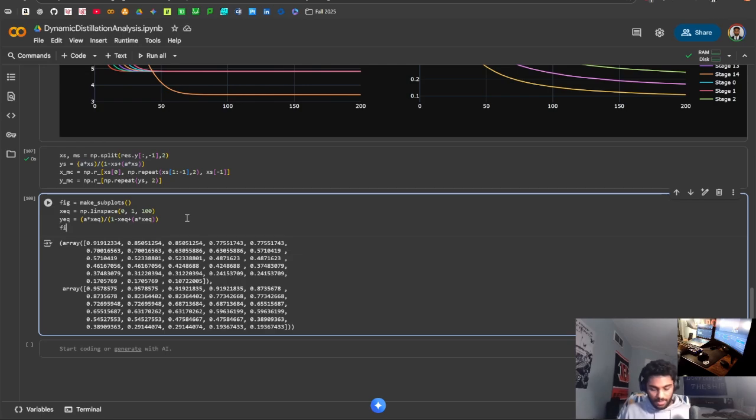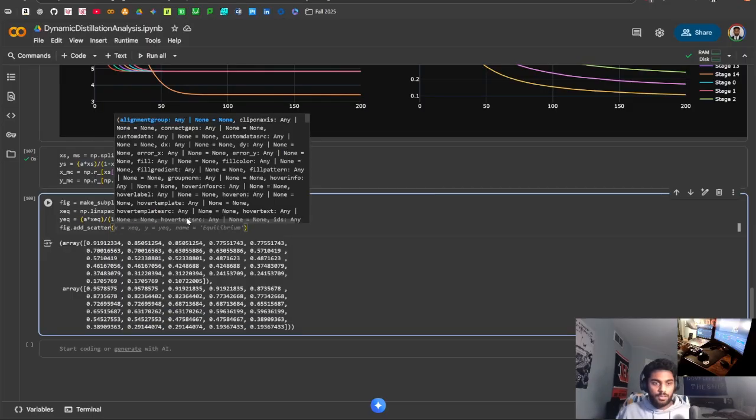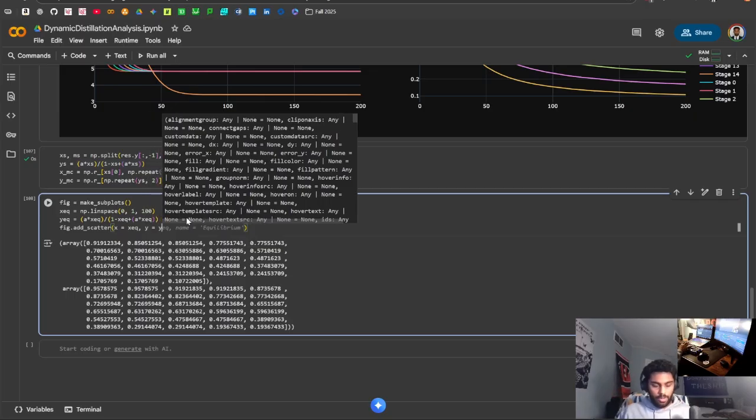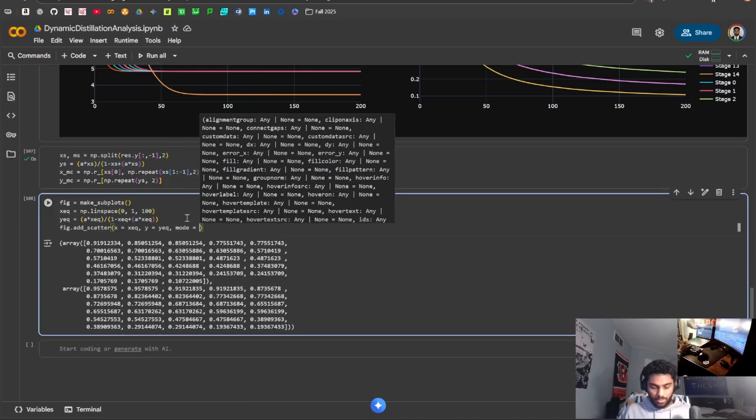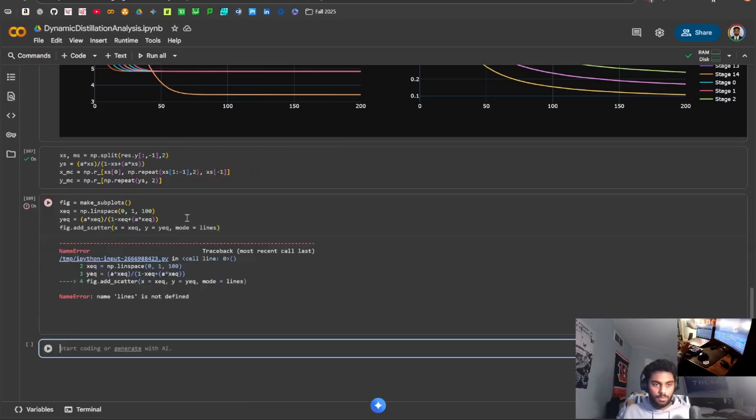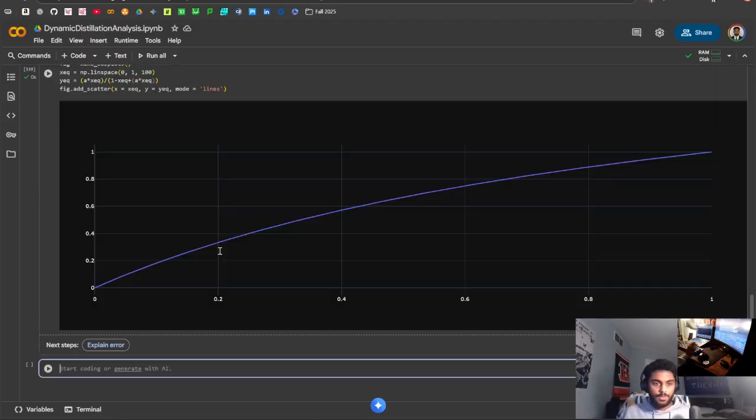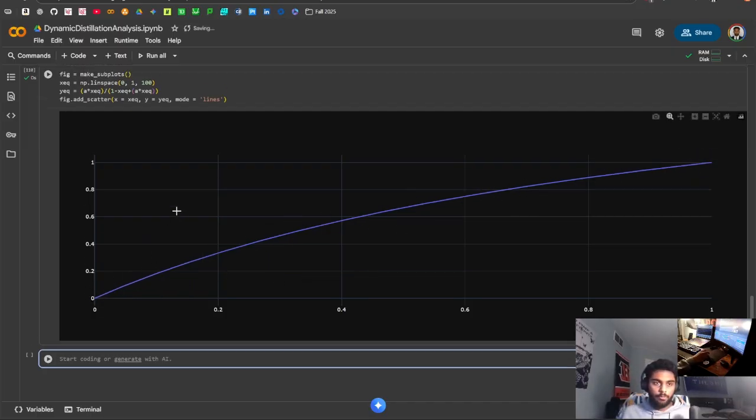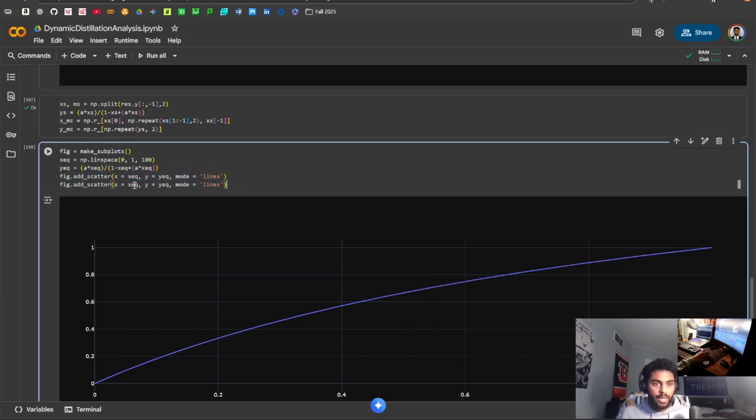Now, it's as easy as just adding the scatter. So our x equals our XEQ, our y equals our YEQ, and mode equals lines. I think it automatically goes to lines, but I will just specify it. So here is our equilibrium curve. Then we repeat the same, and this time we use our McCabe-Thiele values.